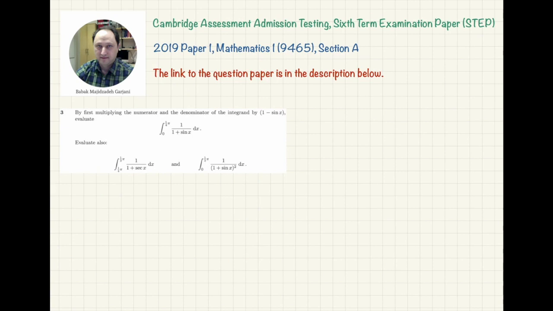Cambridge Assessment Admission Testing, Sixth Term Examination Paper, STEP 2019, Paper 1, Mathematics 1, code number 9465, Section A.